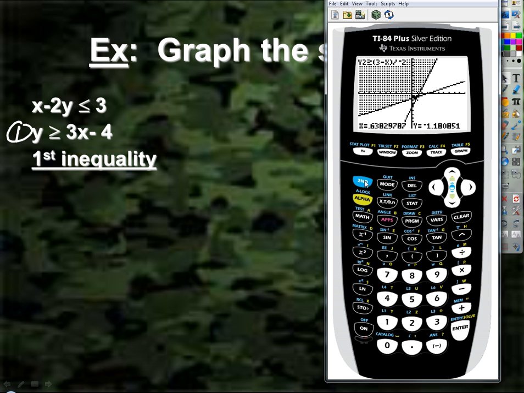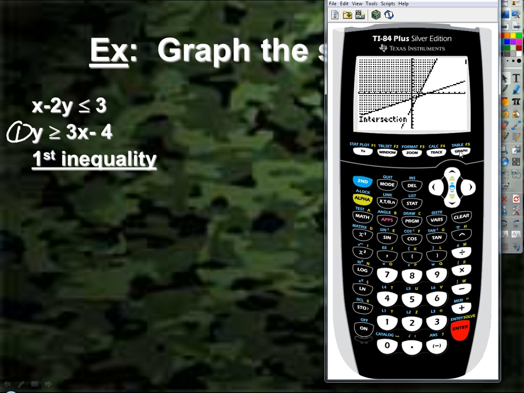If I go second, calc, intersect, first curve, second curve, and if I make a guess, I can go right up here. I don't even need a guess because they're lines. See, it'll tell me the coordinates of that intersection, so I can still find the vertices pretty easily. Does that make sense? And I think there's even another way, so that's one way I can always do it. Oh yeah, there's another way too.